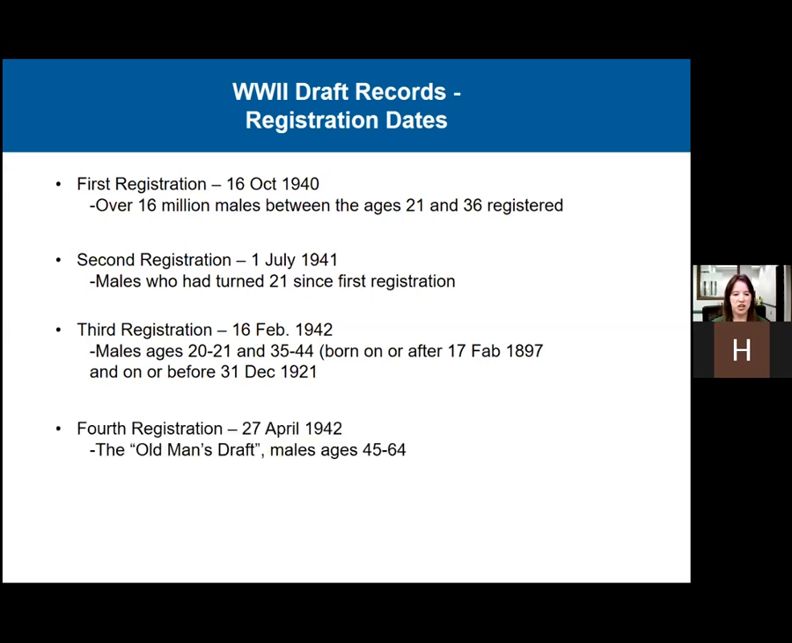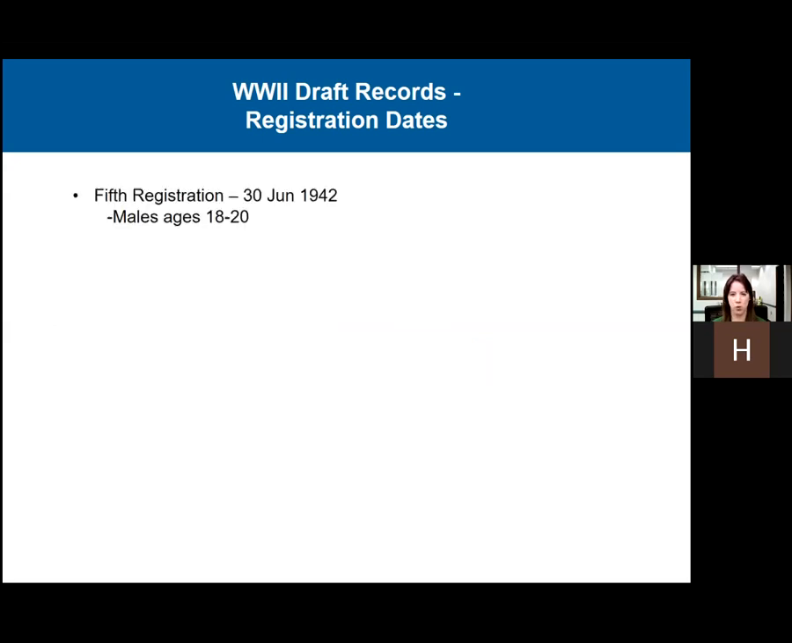The fourth registration was also known as the Old Man's Draft Record and Old Man's Draft, and it occurred on April 27th, 1942, and included males ages 45 to 64. The fifth registration occurred on June 30th, 1942, and included men ages 18 to 20.